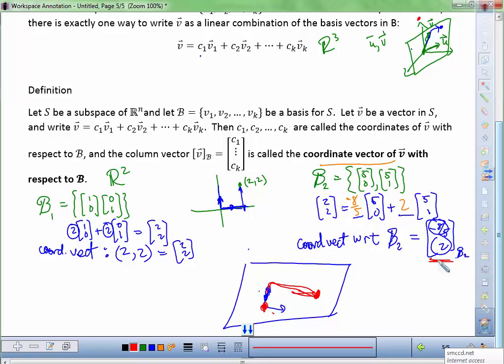It's all about the base. I've been waiting so long. It's all about the base. Basis vectors, that is.